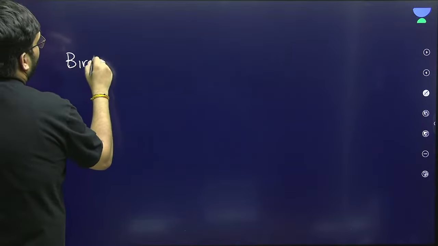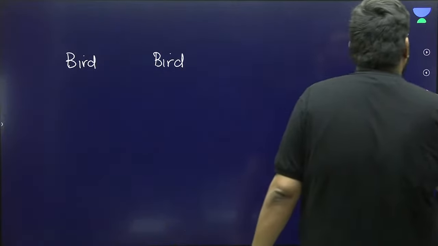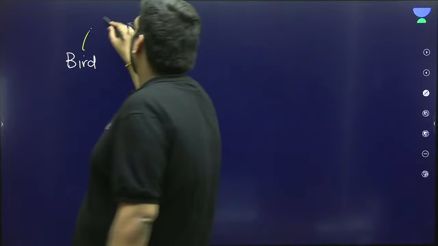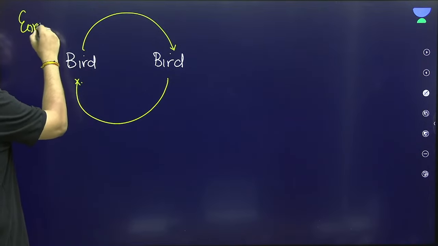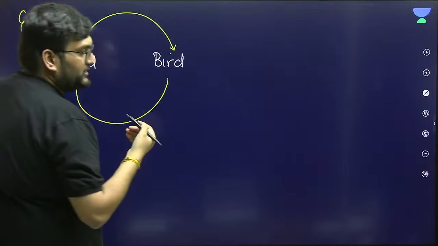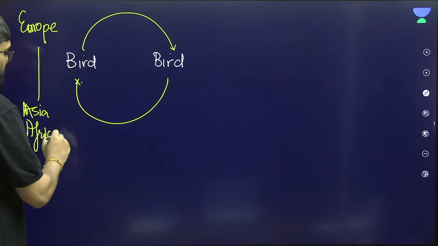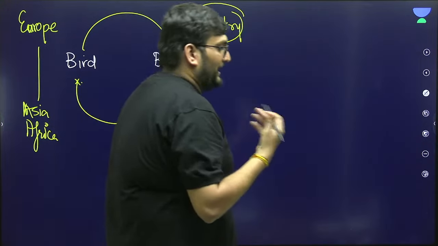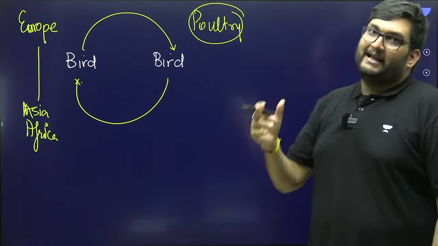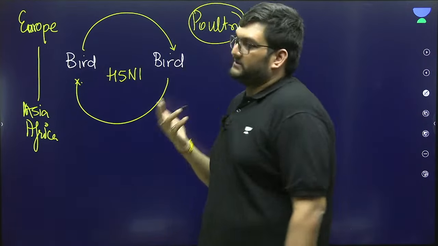See, we generally used to believe that the H5N1 used to spread from bird to bird, that it was an avian variety of virus which used to spread from bird to bird, and it emerged in Europe. Unlike most diseases, it emerged in Europe and spread to Asia and Africa to the poultry sector. And the most impacted is the poultry sector as of right now, because of the chicken demand in the world. The chicken supply gets affected, because we used to think that H5N1 used to impact only birds.